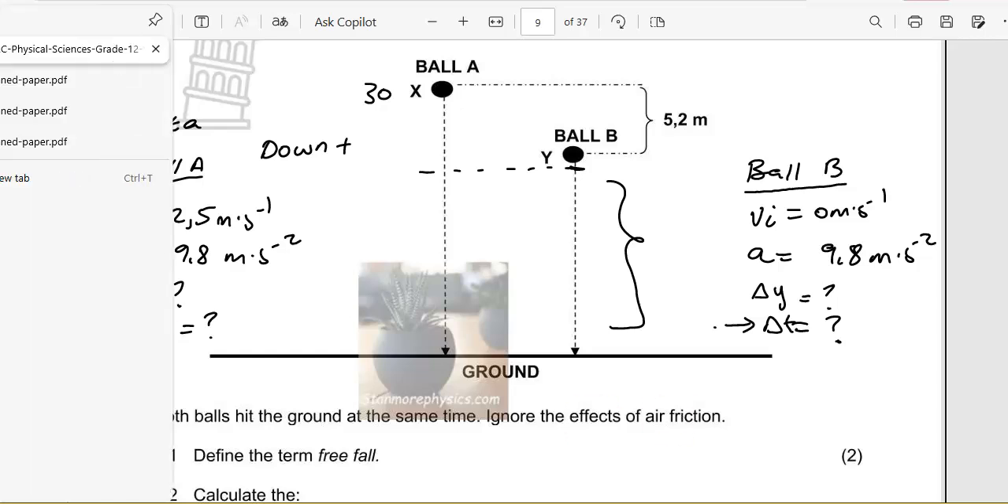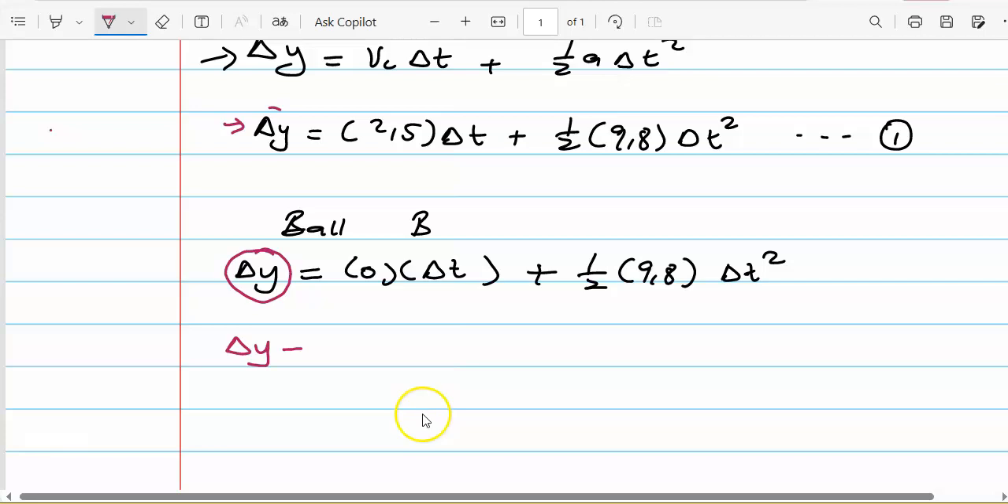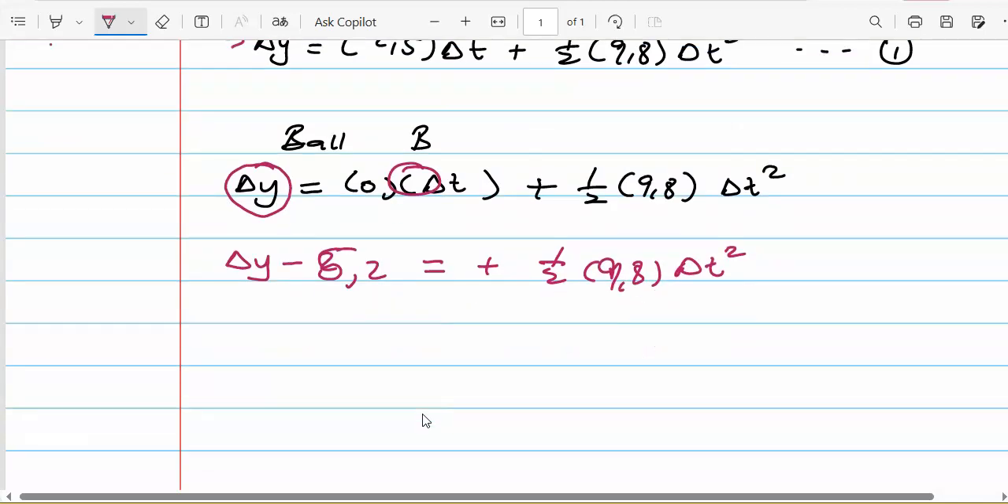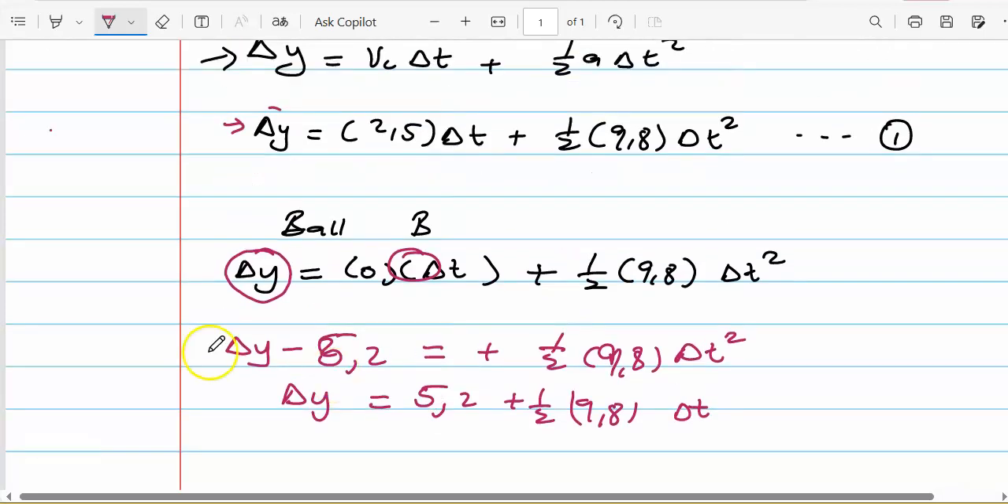So now what you're going to do is say delta y minus that 5.2 is equal to, this is just 0, plus half into 9.8 delta t. Okay, so now let's arrange this. So this will be delta y. The 5.2 will go to the other side to be positive, plus 9.8 delta t. So now someone can say, how are we going to eliminate one variable?